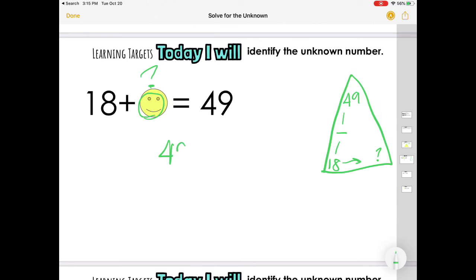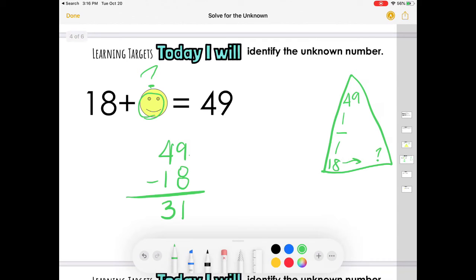So I need to write 49 minus 18. All right, 9 minus 8 is 1. 4 minus 1 is 3. So I'm going to double check. I'm going to, as we call it, plug and chug. I'm going to check to see if 31 works.